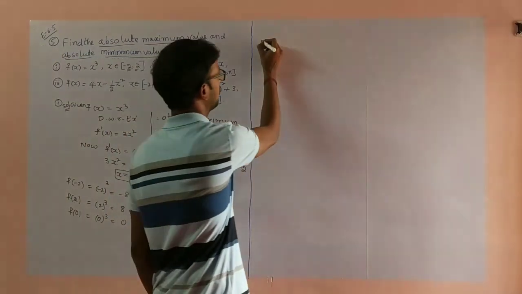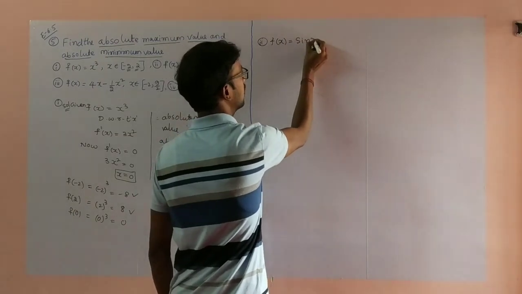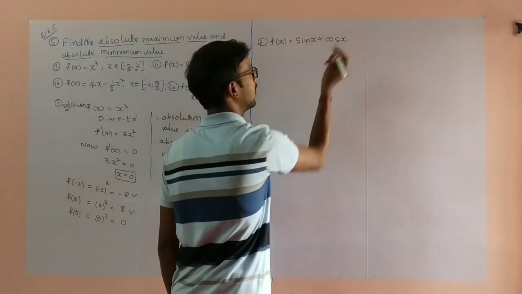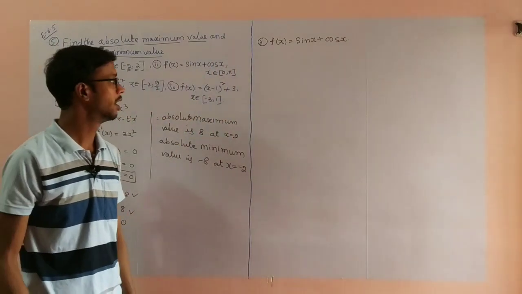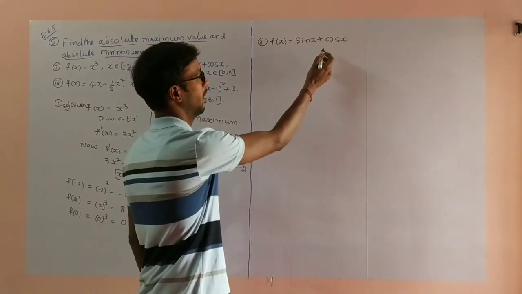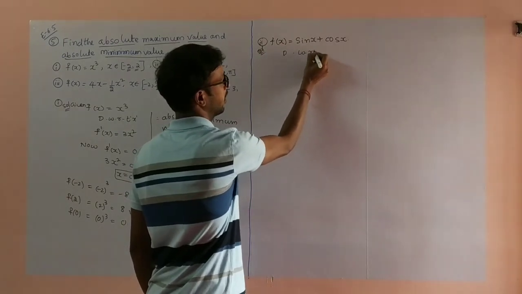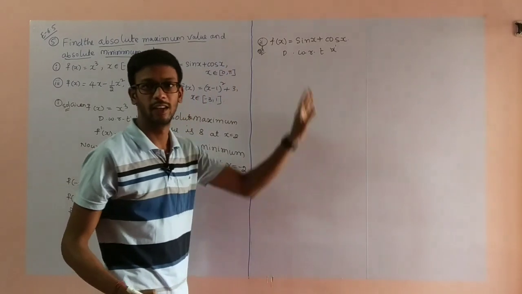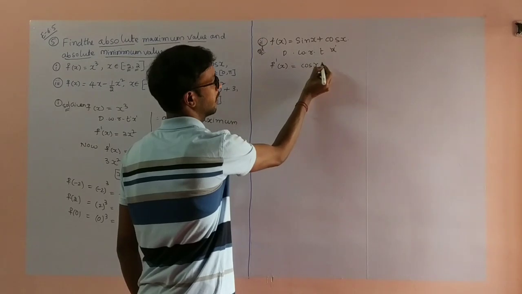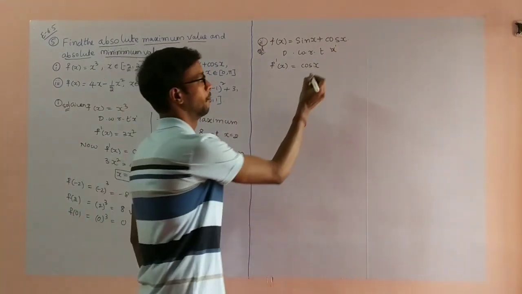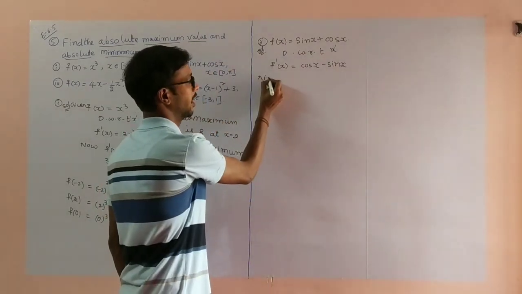Problem number 2. Given f of x is equal to sin x plus cos x, and closed interval 0 comma pi. Same method. Differentiating with respect to x: the derivative of sin x is cos x, and the derivative of cos x is minus sin x.